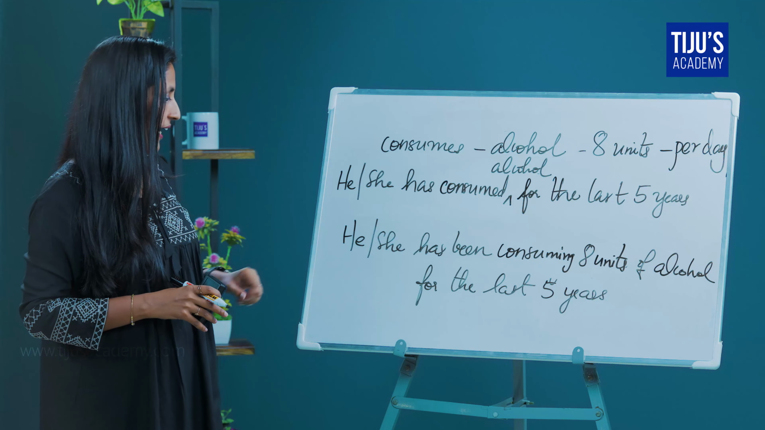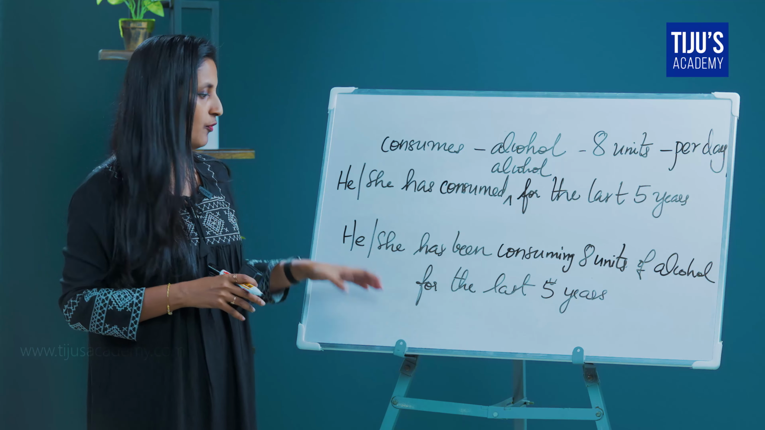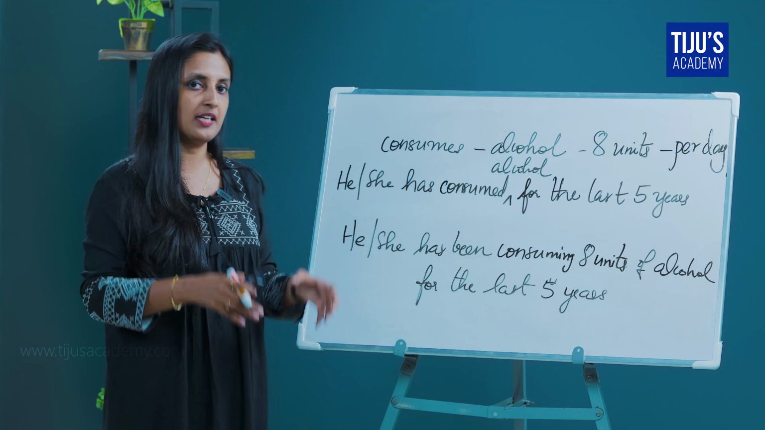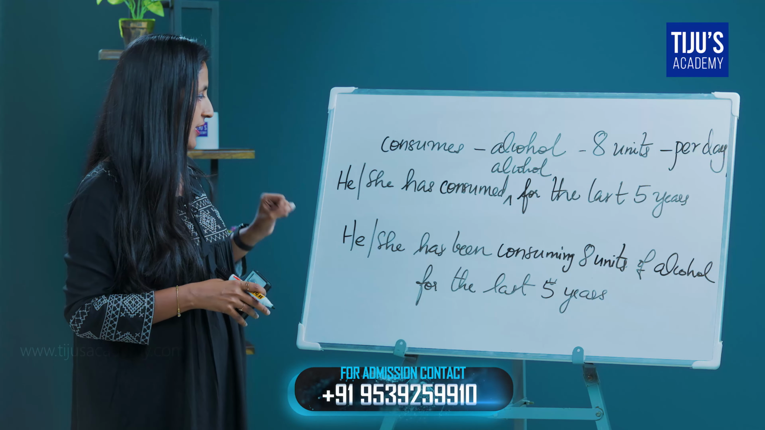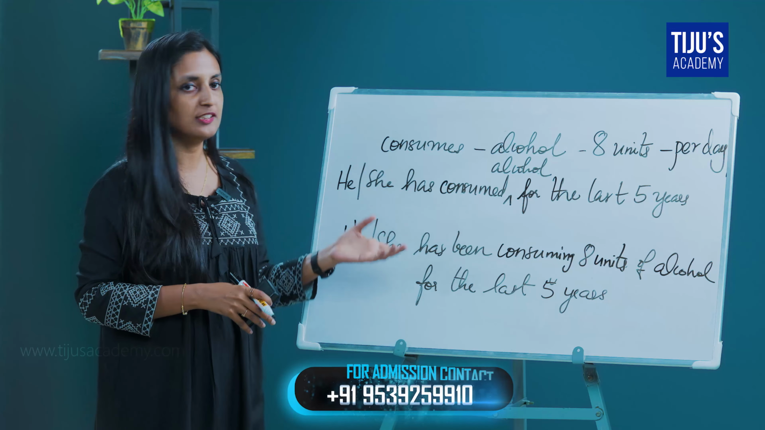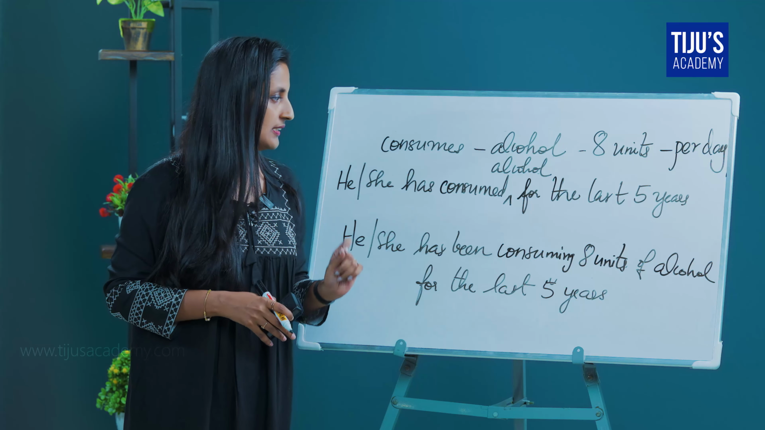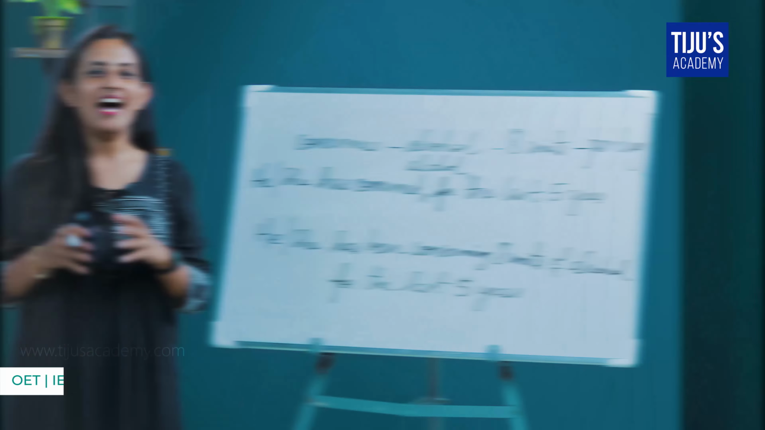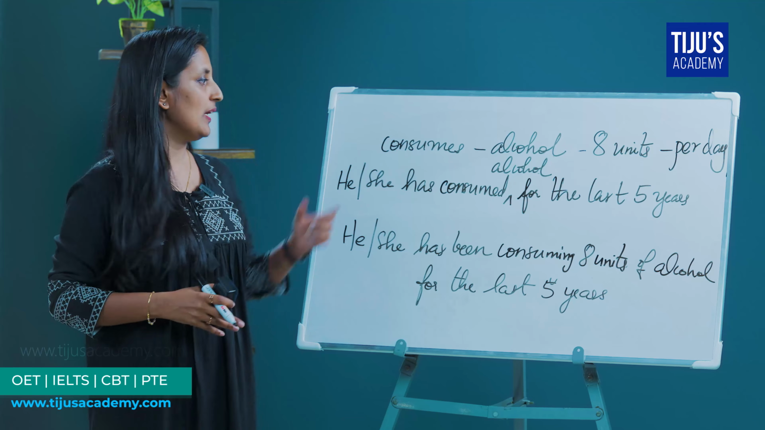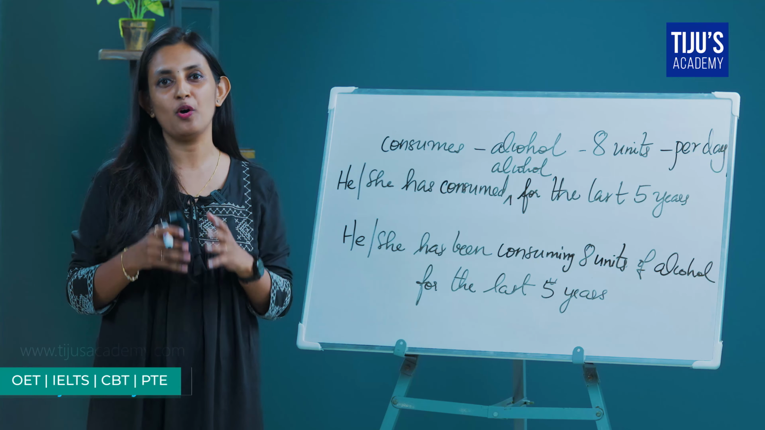The third sentence shows that he or she has been consuming for the last 5 years, and is still consuming. And the middle statement says he or she has consumed alcohol for the last 5 years. For the last 5 years he or she consumed alcohol. I hope you people understood the difference between these 3 statements and will use it in your OET writing.